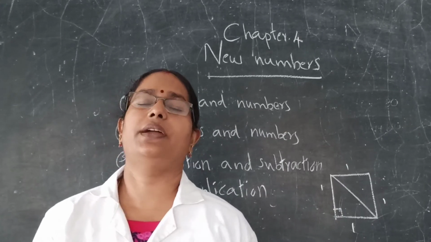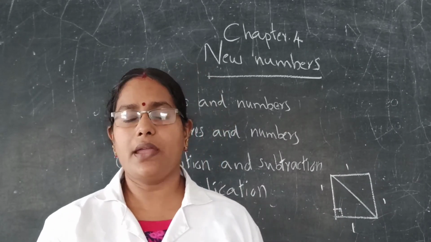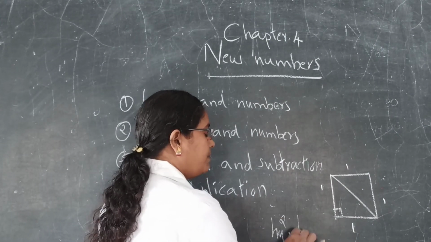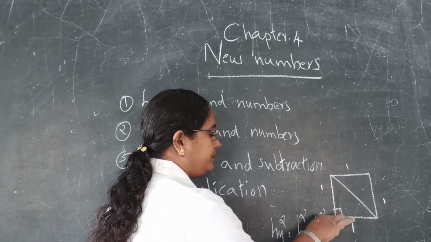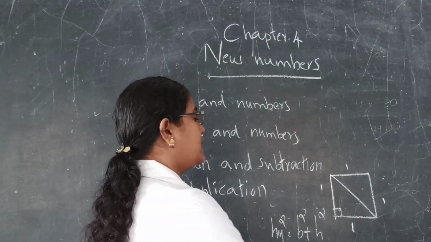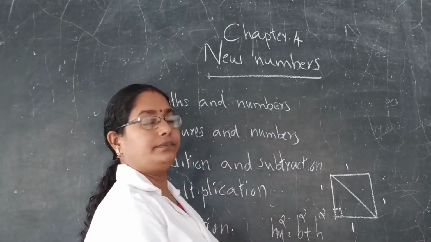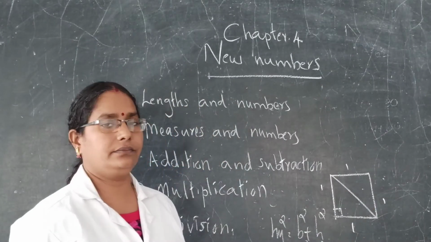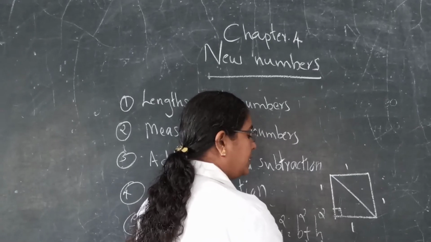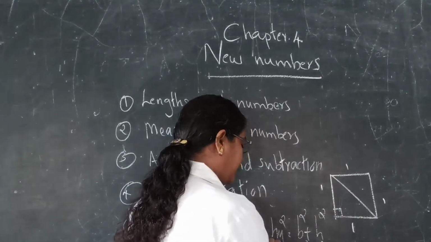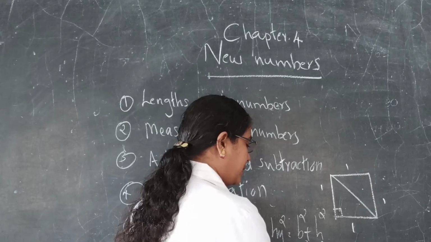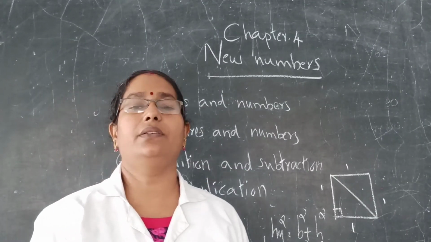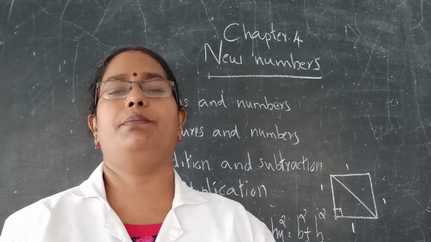Then how to find the hypotenuse? Hypotenuse square is equal to base square plus height square. Here, what is the base? 1. 1 square plus 1 square. What is 1 square plus 1 square? 2. Hypotenuse is equal to root 2. Therefore, root 2 is a new number.